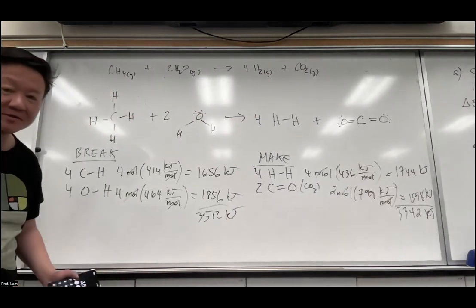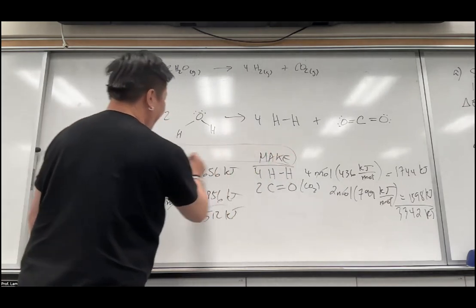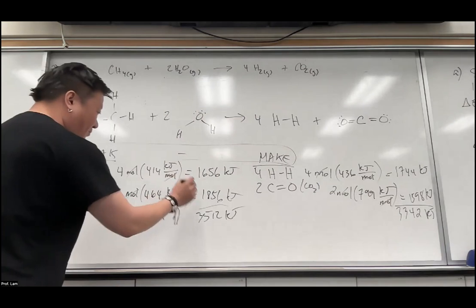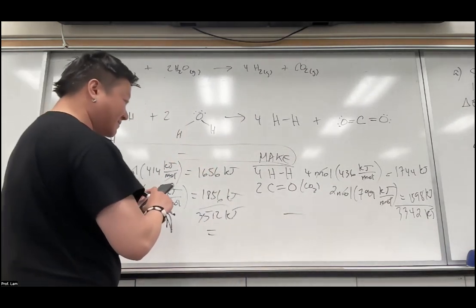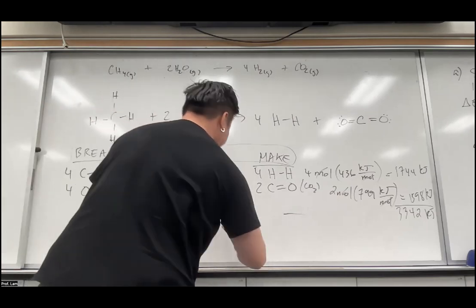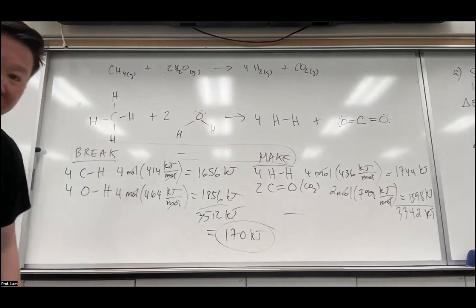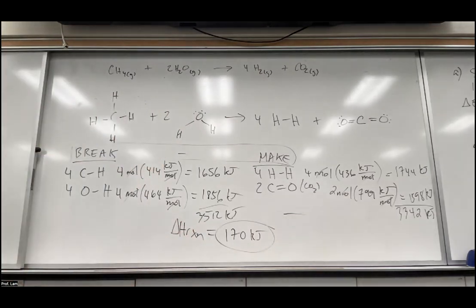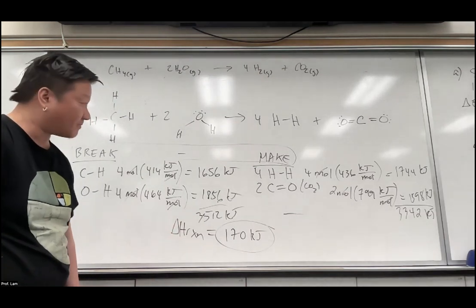And remember how it goes. Break minus make, right? Just have that mantra in your head. Break minus make, break minus make. So break minus make, 3512 minus 3342 gives you 170 kilojoules. Positive number, so your enthalpy of reaction is positive overall, and that is an endothermic reaction, right? Because it requires 170 kilojoules of energy.